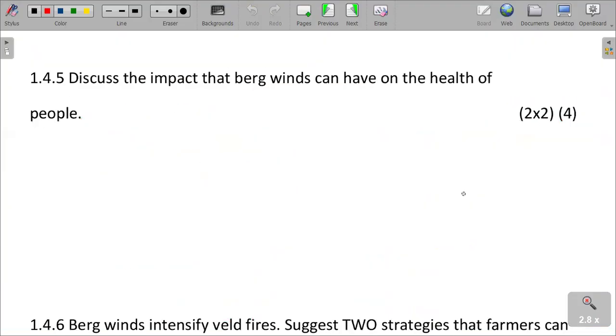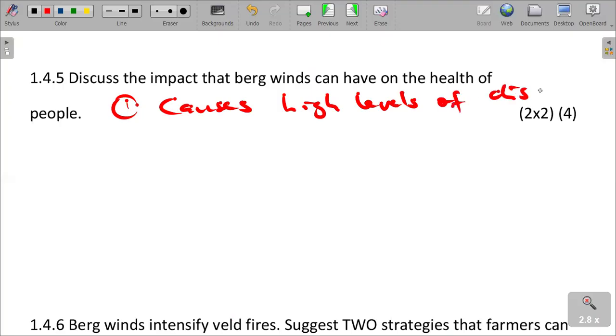Discuss the impact of berg winds. Describe the impact that berg winds can have on the health of people. We talk about it causing high levels of discomfort, where people cannot be comfortable because of the high temperatures.